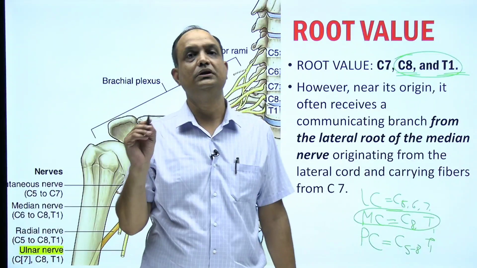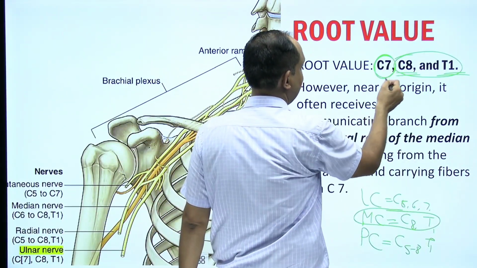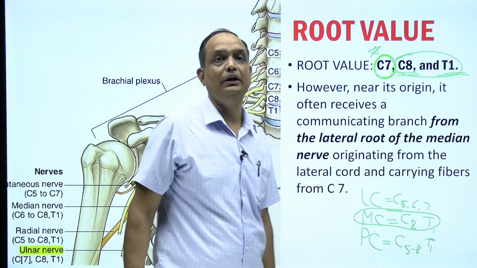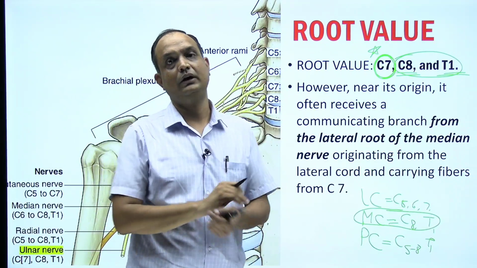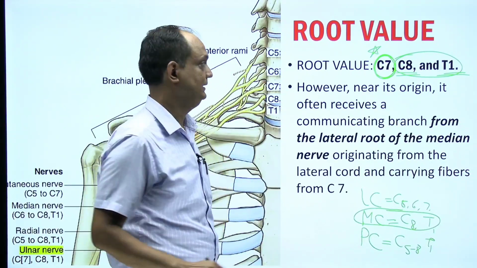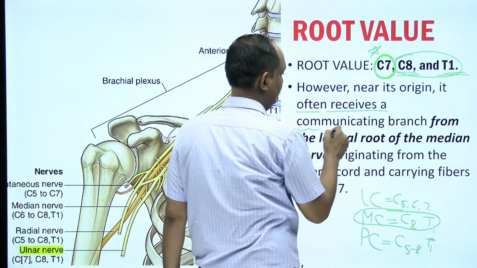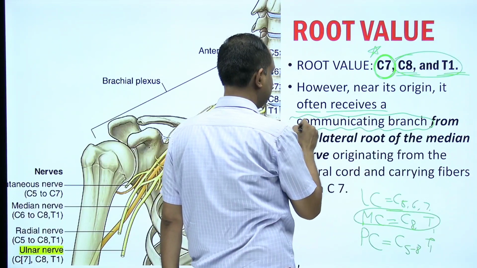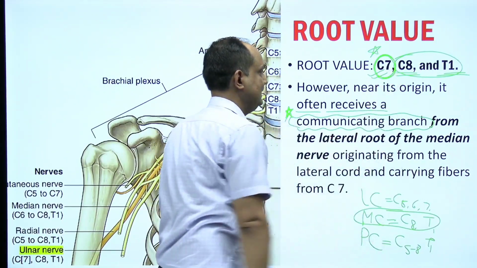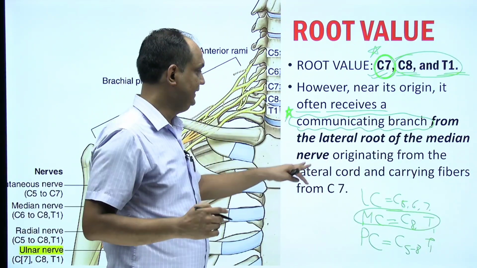So here the question arises in your exam: how is C7 contributing to the root value of the ulnar nerve? For that you have to understand that near its origin it often receives a communicating branch. This communicating branch carries the fibers of C7 and comes from the lateral root of the median nerve.